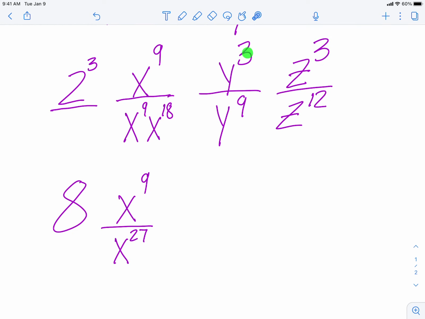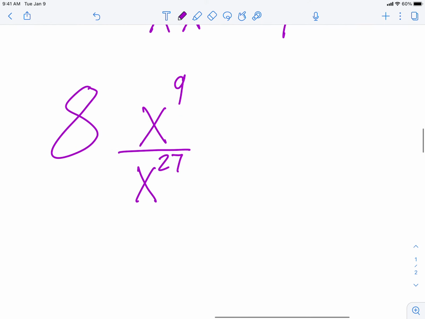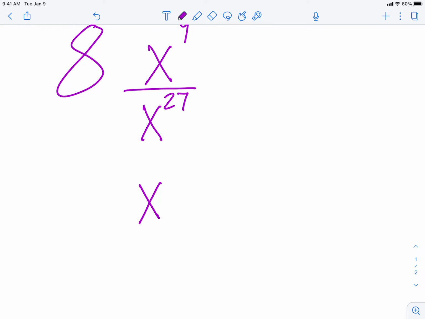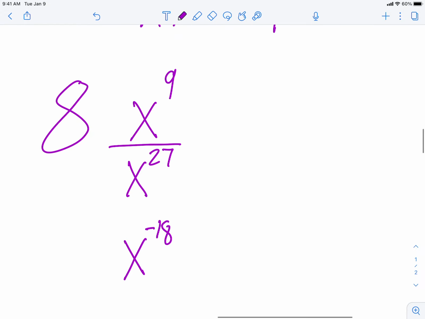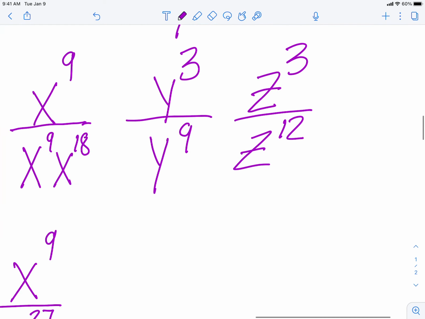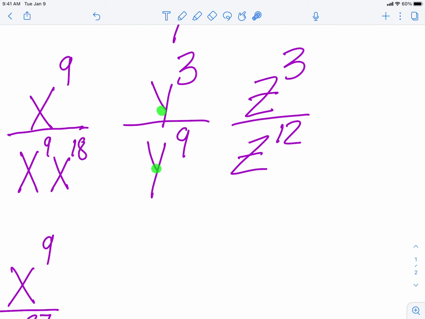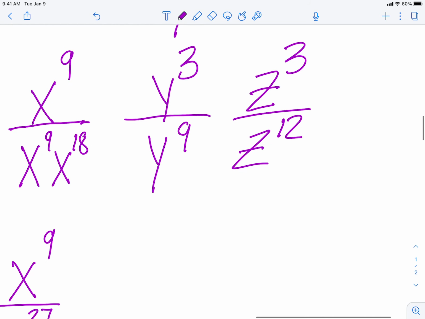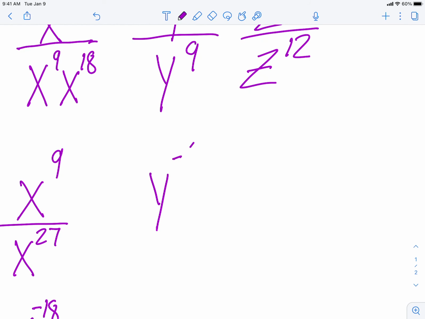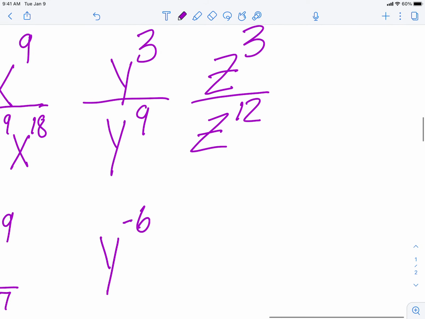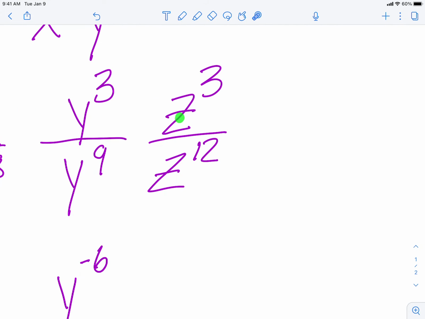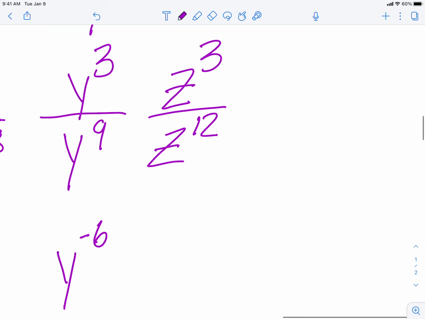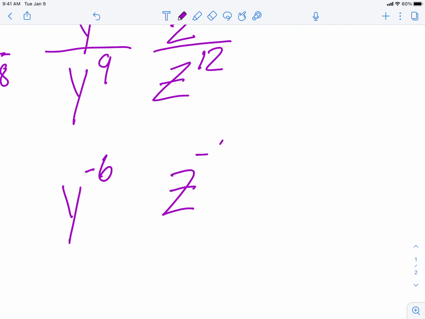Now, let's finish our x's here. When we divide and we have the same base, we can subtract. 9 minus 27 is x to the negative 18. Okay, so done with x. Let's do y now. Same base, I subtract 3 minus 9 is y to the negative 6. And I'm done with y. Now, z, same base, division, so I subtract the exponents. 3 minus 12 is z to the negative 9.